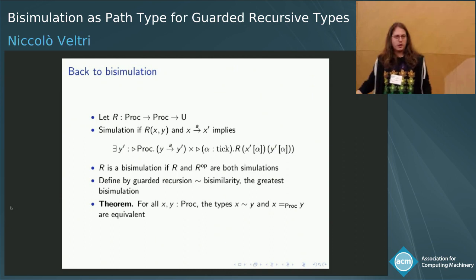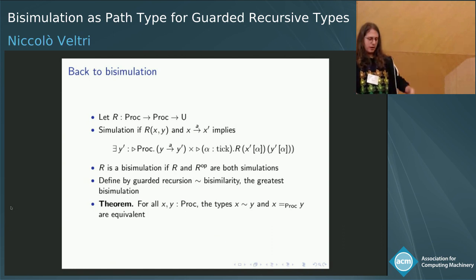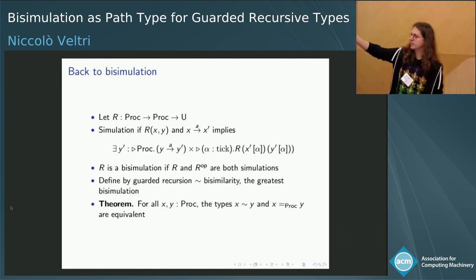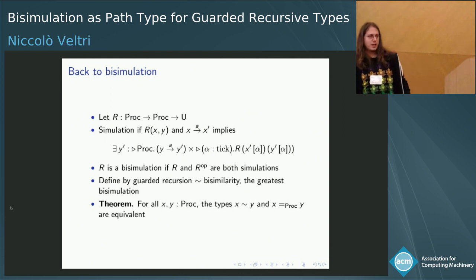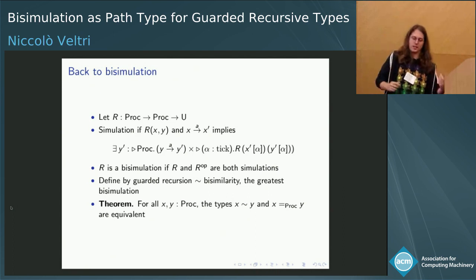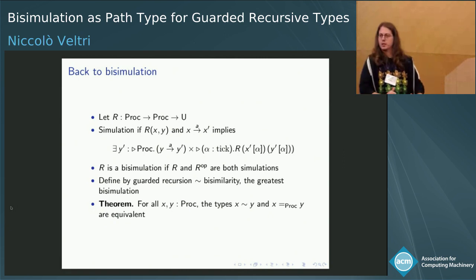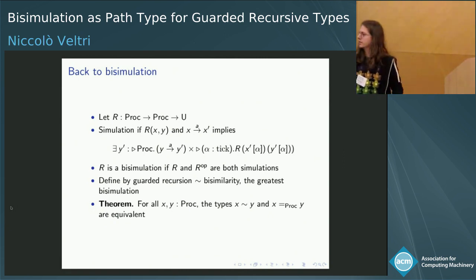the question marks that we had before, because now you can say how to relate states one time step ahead from now. You have a tick, you use the later modality, now it's indexed by a tick, you have your tick in the context, so then you can apply R, and you can also apply x prime and y prime to the tick, obtain something in Proc, and then relate them with a relation. Then you can proceed with the usual definition of bisimulation here. You say R is a bisimulation if it's a simulation and its opposite is also a simulation. And then by guarded recursion you can define bisimilarity as the greatest bisimulation.